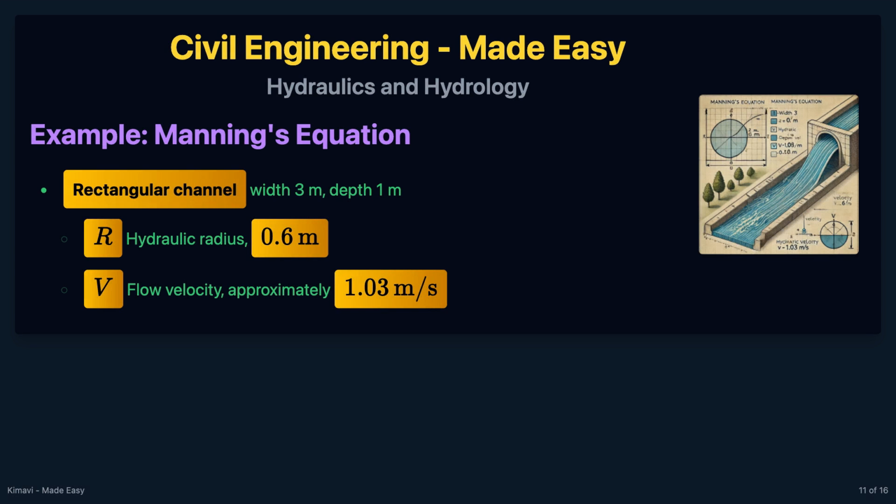Calculate the flow velocity in a rectangular channel with a width of 3 meters, a depth of 1 meter, a slope of 0.001, and a Manning's roughness coefficient of 0.015.